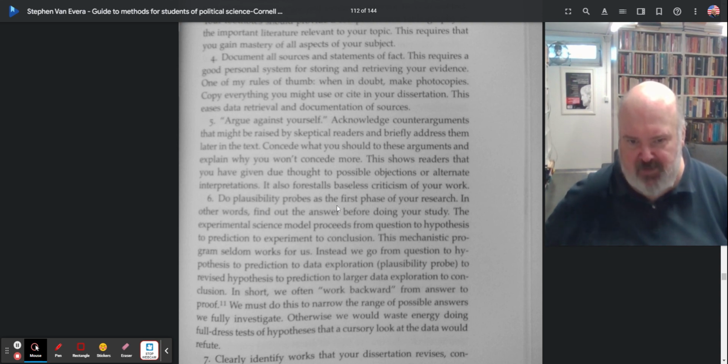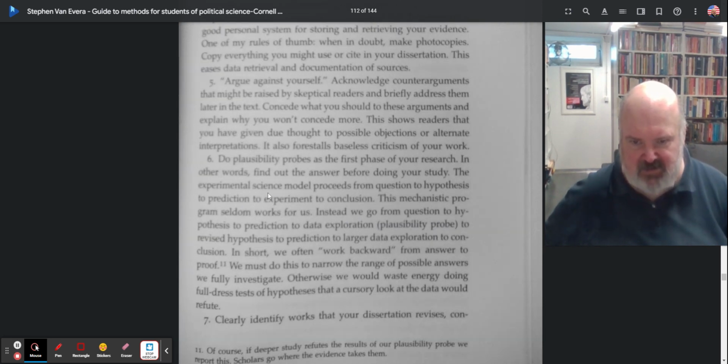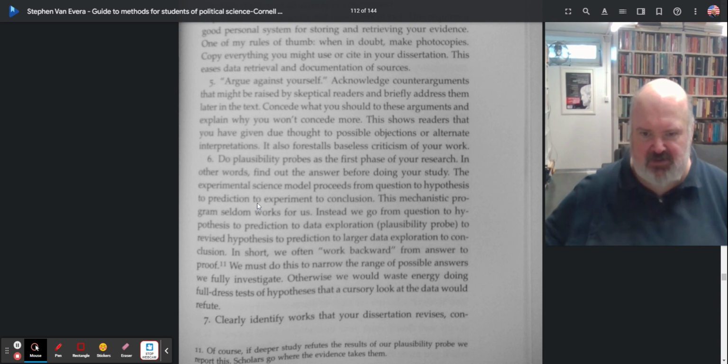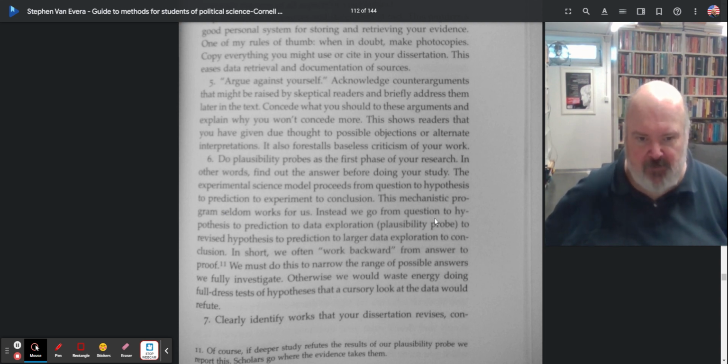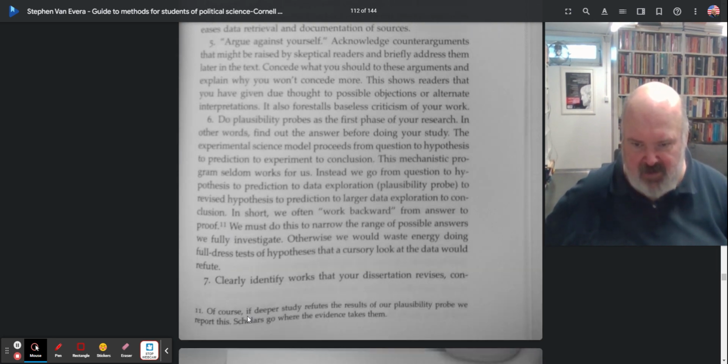Do plausibility probes in the first phase of your research. Okay, is it plausible or not? In other words, find out the answers before doing the full studies. The experimental science model proceeds from questions to hypothesis, to predictions, to experiments, to conclusion. This mechanistic program seldom works for us in the social sciences. Instead, we go from question to hypothesis, to prediction, to data exploration, plausibility probe, to revised hypothesis, to prediction, to later data exploration, to conclusion. In short, we often work backwards from answers to proof, right?